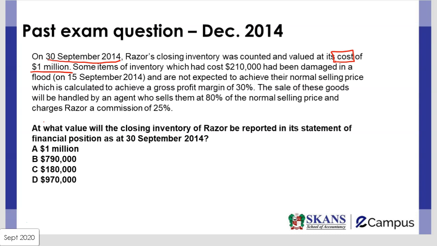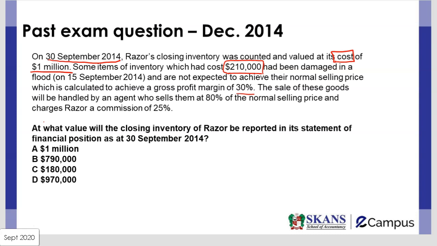Some items of inventory which had cost of 210. So naturally they were included in the 1 million figure at this cost of 10,000. So this inventory has now been damaged due to flood, and it is not expected to achieve normal selling price, which is normally calculated by charging a gross profit margin of 30%. Just a quick revision of the facts. The total cost of inventory is 1 million. Included in this figure is a problematic item which has a cost of 10,000.